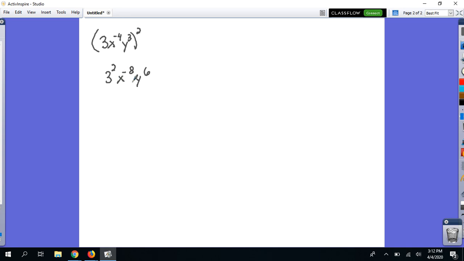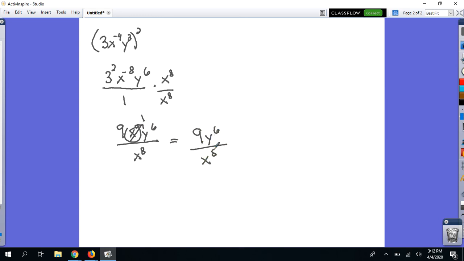Now we've got this x to the negative 8th, so we need to treat this as a fraction so we can put it over 1. We're going to multiply by a version of 1, x to the 8th over x to the 8th. So we'll get 3 squared, which is 9. X to the 0th, x to the negative 8th times x to the 8th, add the exponents. Y to the 6th over 1 times x to the 8th, which is x to the 8th. And x to the 0th is just 1. So that will become 9y to the 6th over x to the 8th. And that is our simplified expression for that problem.